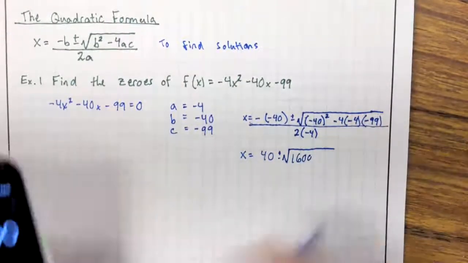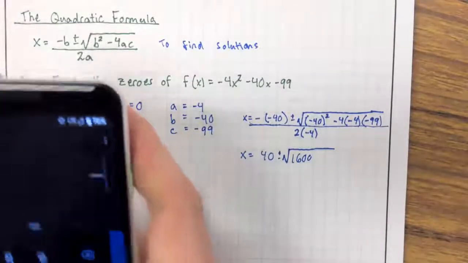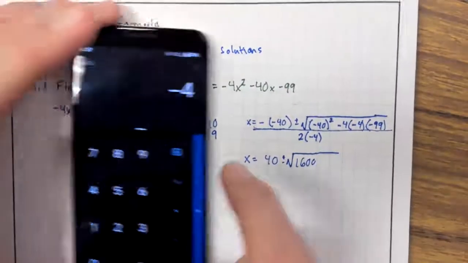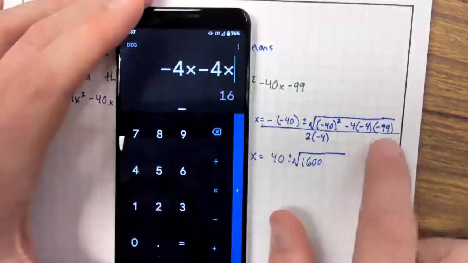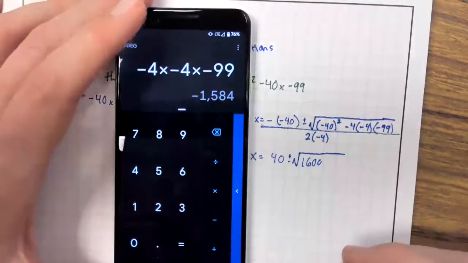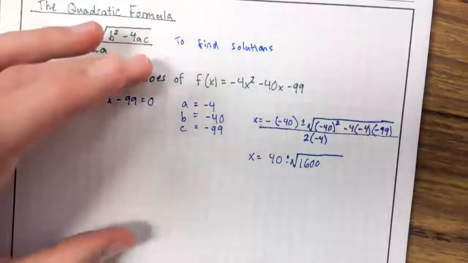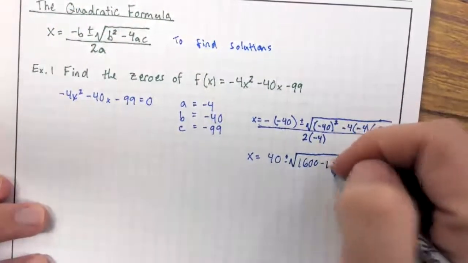And then I'm just going to do all of this in one shot. So I'm doing negative 4 times negative 4 times negative 99. I get negative 1,584. Let me jot that down. Negative 1,584.